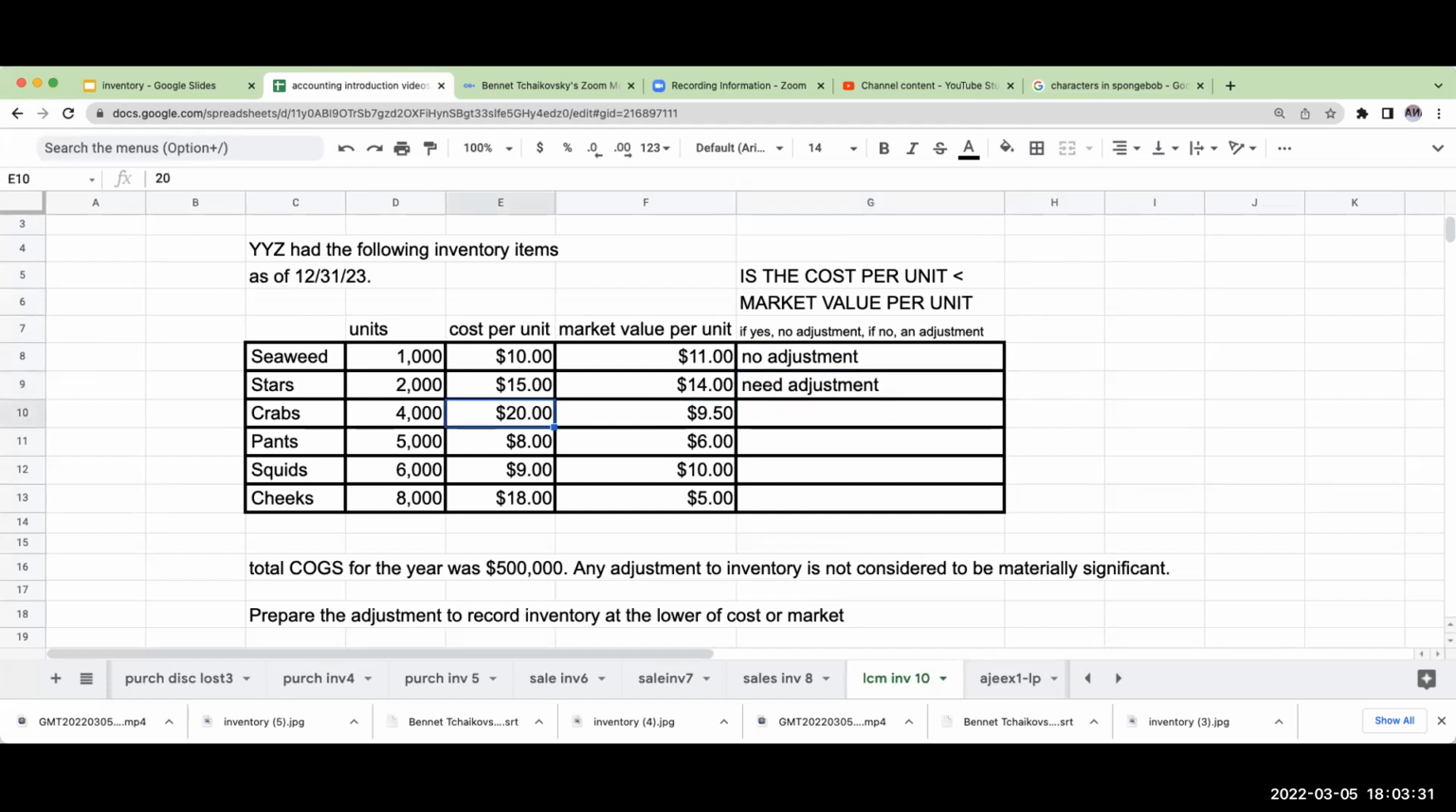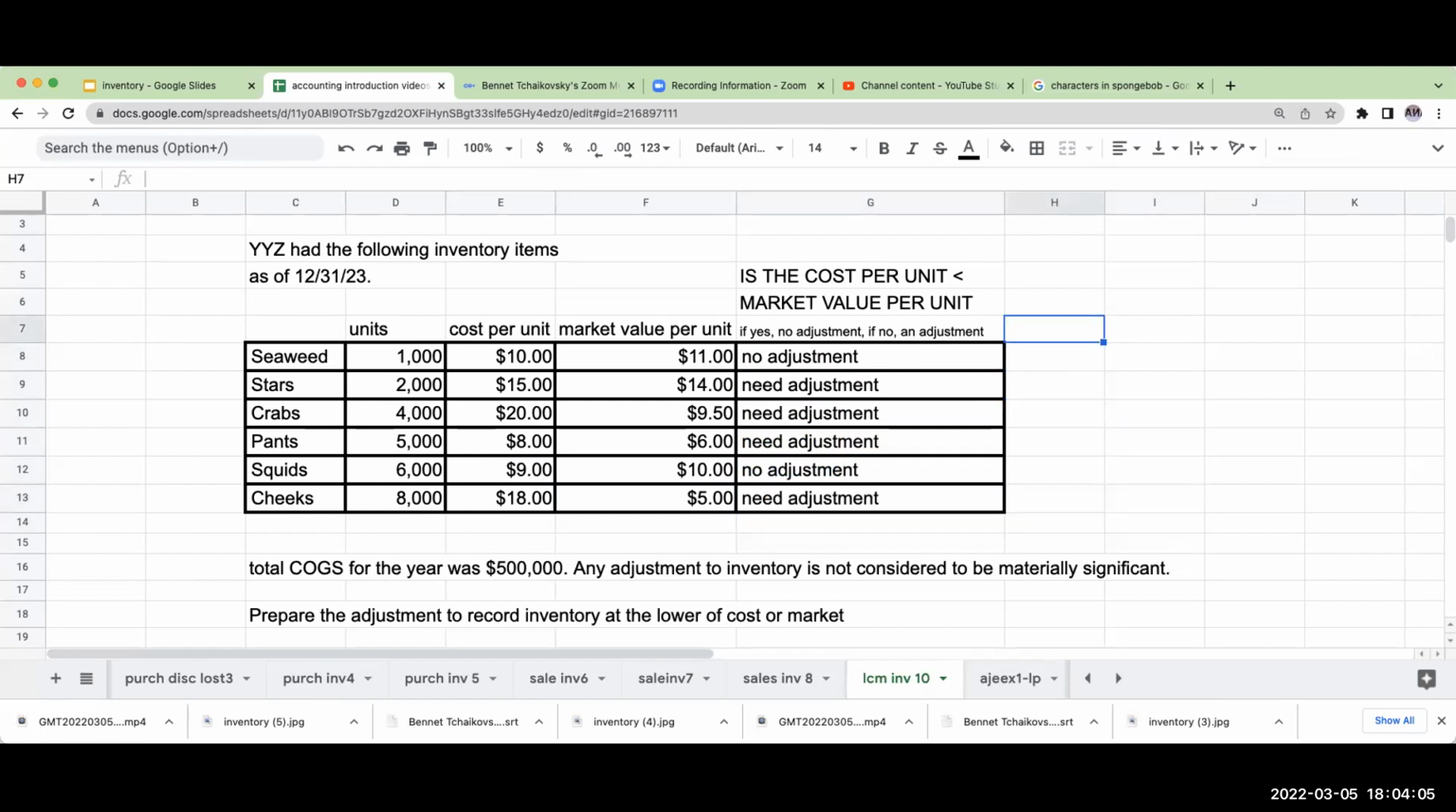Here, crabs. Cost is 20, market is 9.50. I will need an adjustment because my cost is greater than market. Pants, cost per unit is 8, market is 6. I'm going to need an adjustment. Over here, cost of 9 is less than the market value, so we're good to go. There's no adjustment needed. Remember, we have to make sure that inventory is being shown at the lower of cost or market. Cheeks, my cost is 18, market value is 5, so I'm going to need an adjustment.